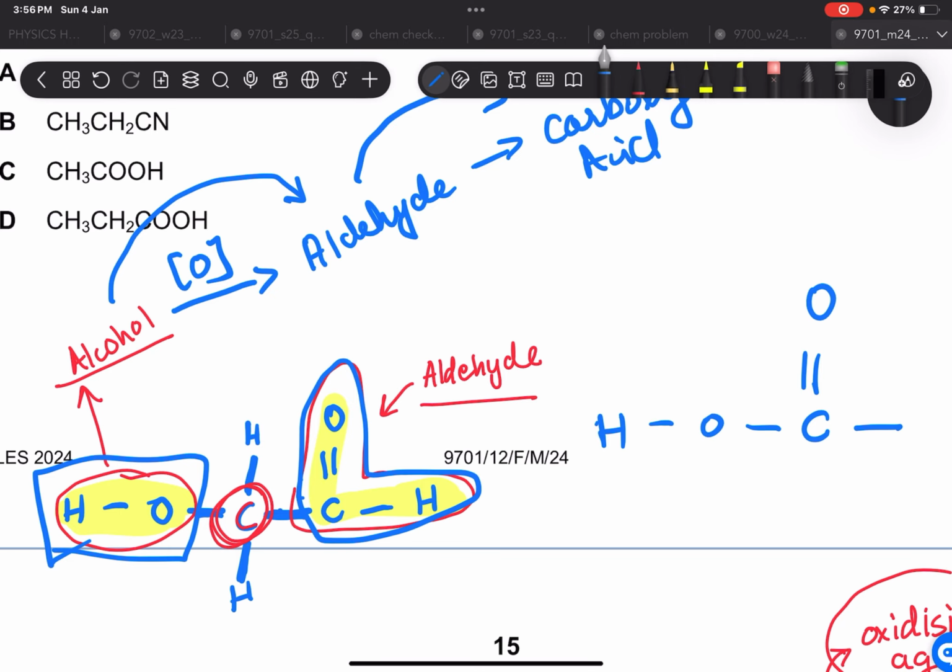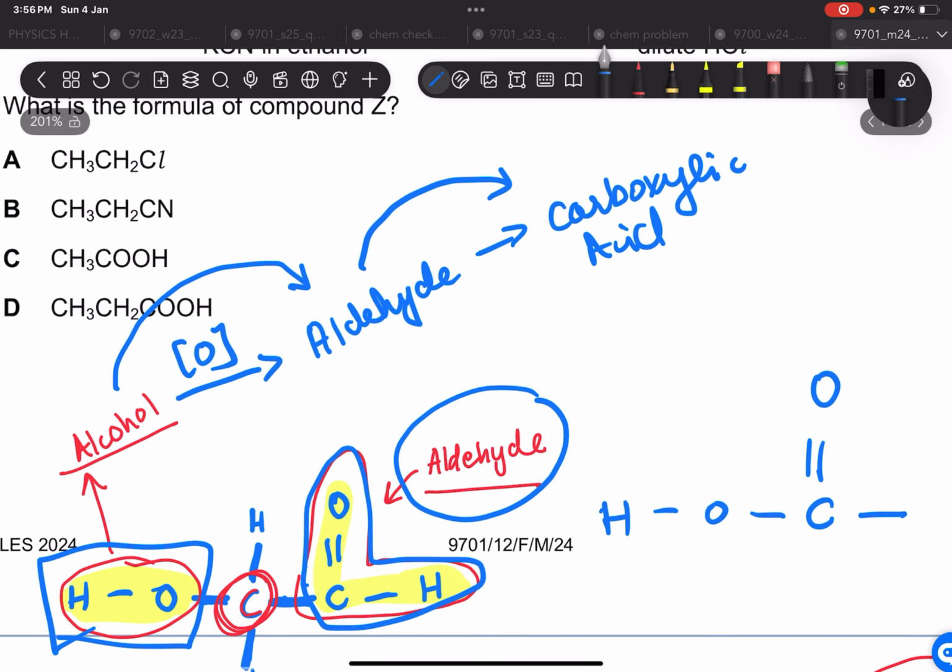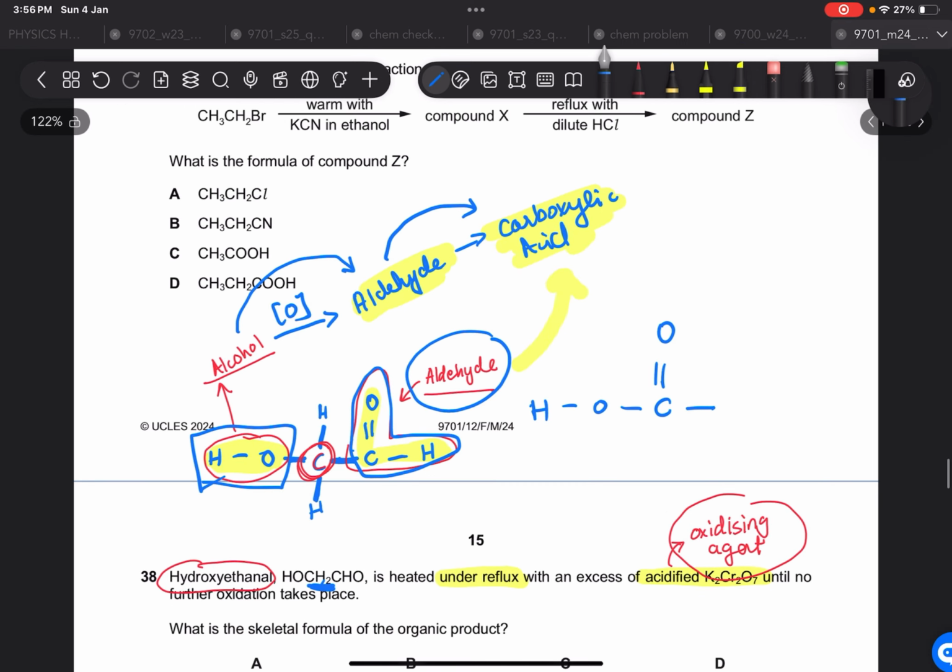What happens when aldehydes are oxidized? It's written above. When aldehydes are oxidized, they convert into carboxylic acid. So this aldehyde is also going to be converted to a carboxylic acid. So what's going to happen? C double bond O, and H. Done.